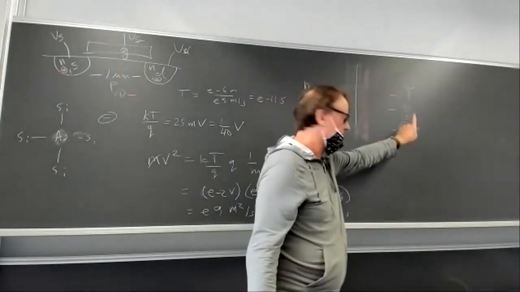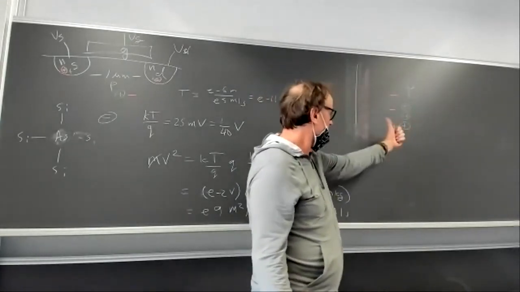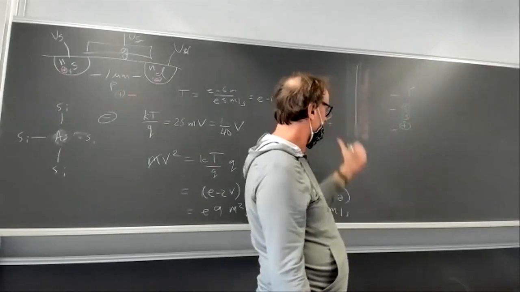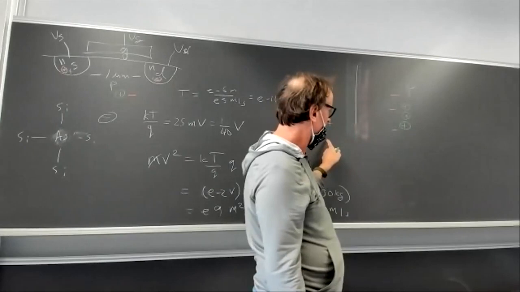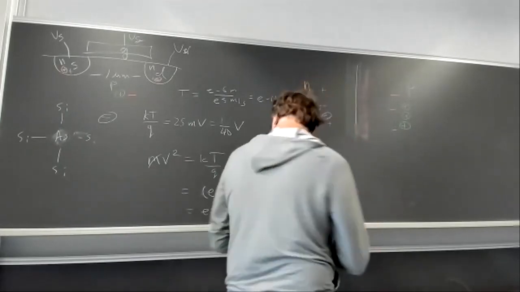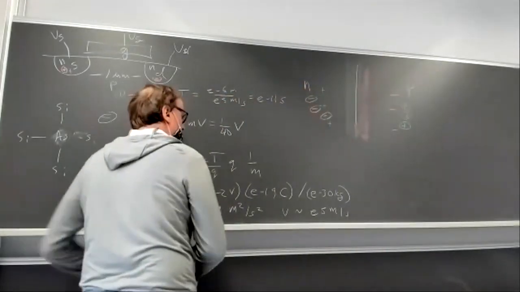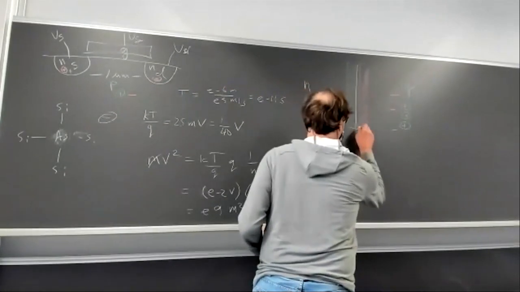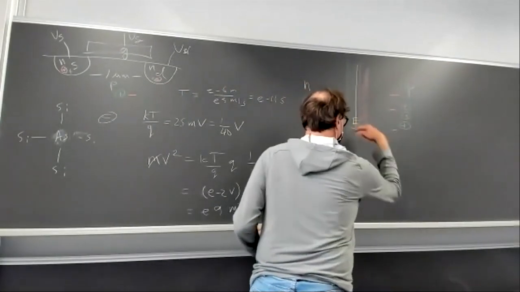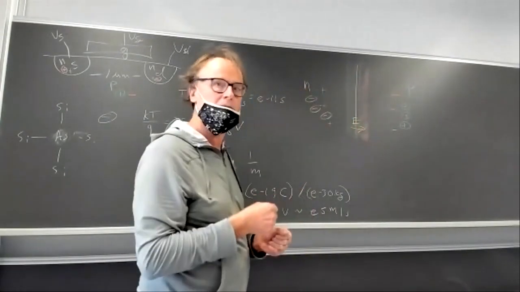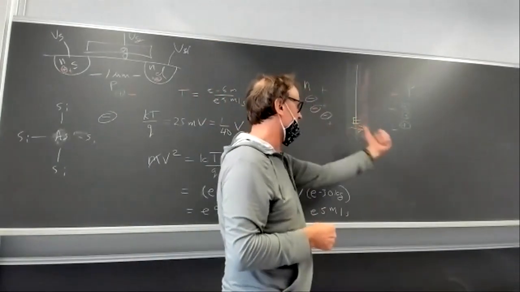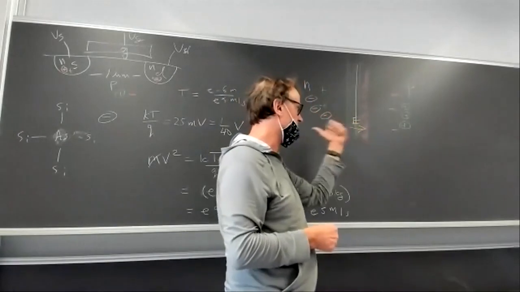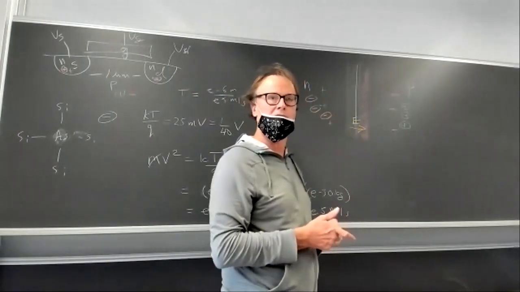Same here. Let's start with the holes, right? So the holes will rush across this way because there's a huge concentration gradient of holes. But in the end, what will build up is an electric field pointing back this way that equalizes that flow, until the electric field acting on the holes equals the flux of holes because of the concentration gradient.